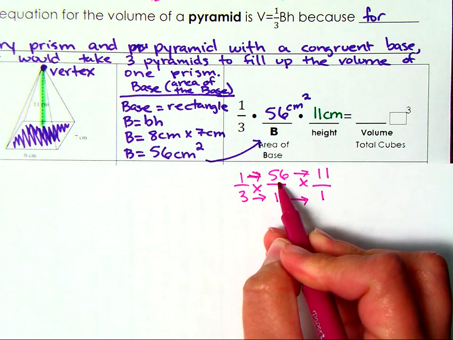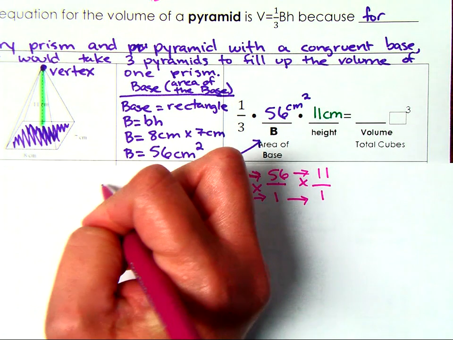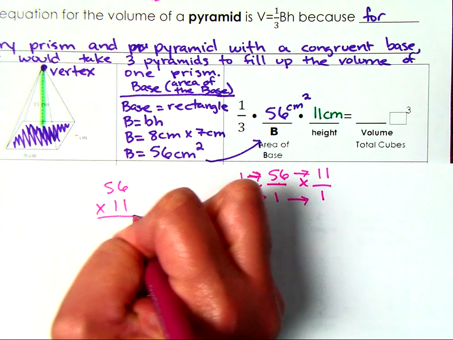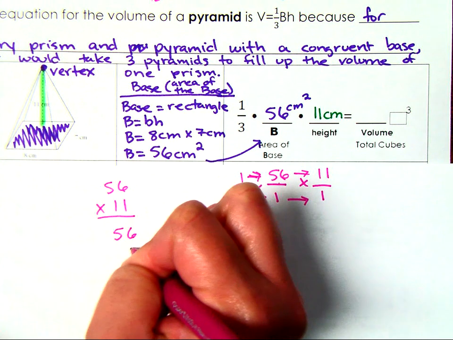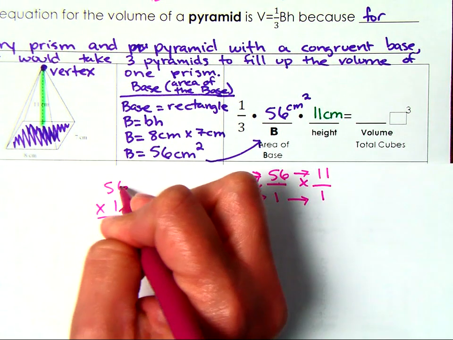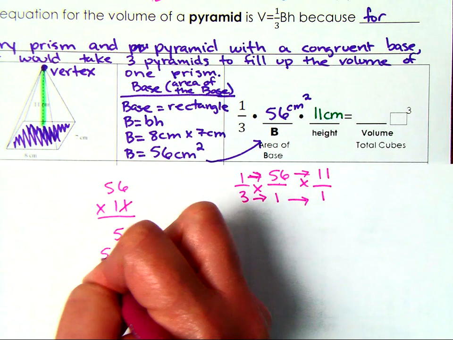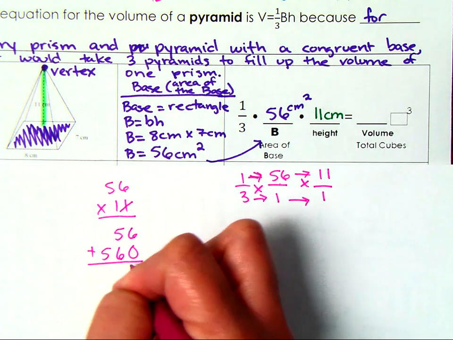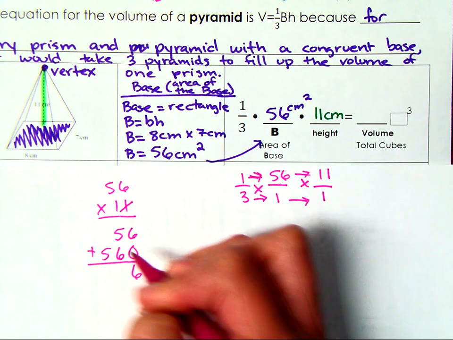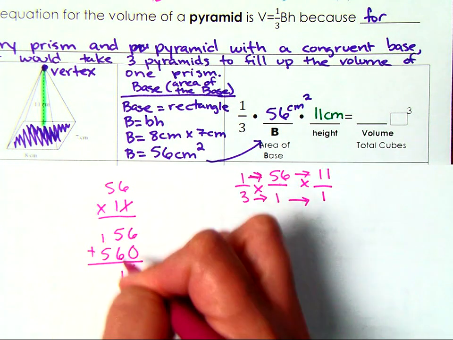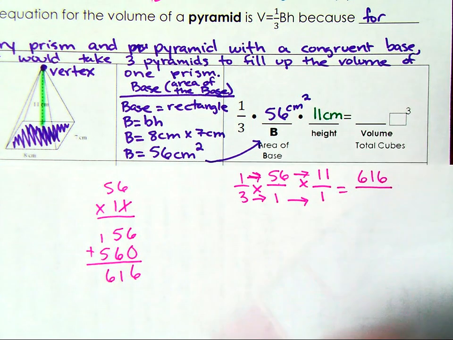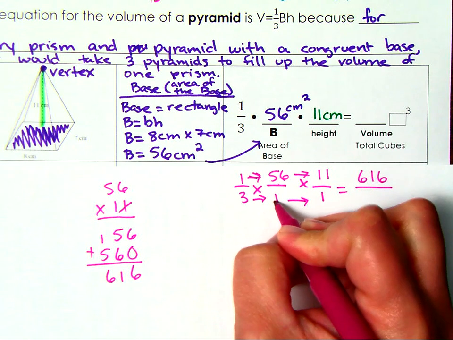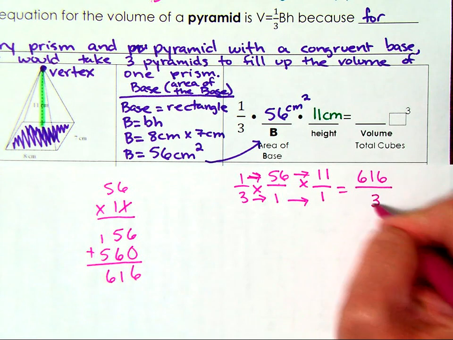So 1 times 56 is 56. 56 times 11. See, 1 times 6 is 6. 1 times 5 is 5. 0 is a placeholder. 1 times 6 is 6. 1 times 5 is 5. We add those up. 5 plus 6 is 11. 5 plus 1 is 6. So we get 616, but that's not my final answer because we still have to multiply that denominator. 3 times 1 is 3. 3 times 1 is 3 again.